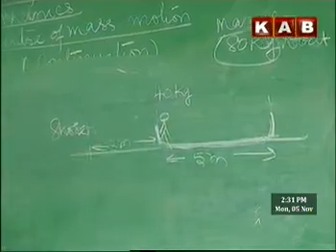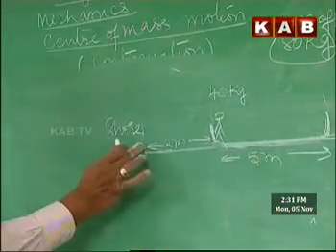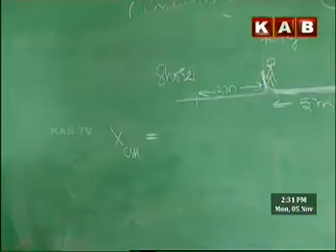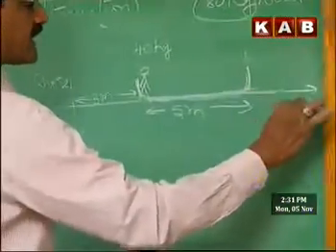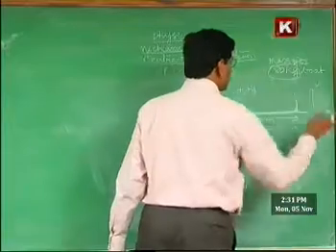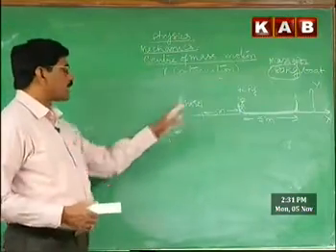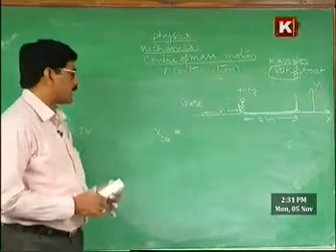Initial center of mass position from the shore. From the shore, what is the initial center of mass position? Let it be x. Let this be the x-axis, and the y-axis the vertical. Choose the coordinate axes. Therefore, the initial x coordinate of the center of mass.